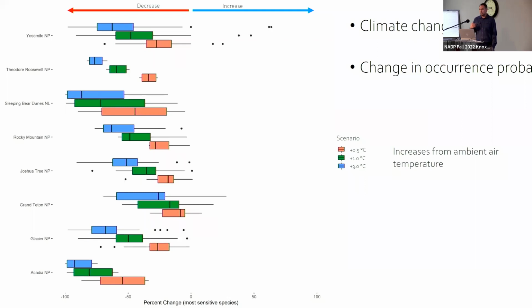This is based on the most sensitive species, so these are kind of the extreme case per vegetation class within each park. We see some significant declines in occurrence probability with increases in air temperature, some of which go to the point of 100% decrease, so expected to be near complete extirpation of the species in those locations, and a lot of responses in that 50% reduction range. And there's a few map classes where the most sensitive species actually still increases, so there really are no negative responders in that map class.